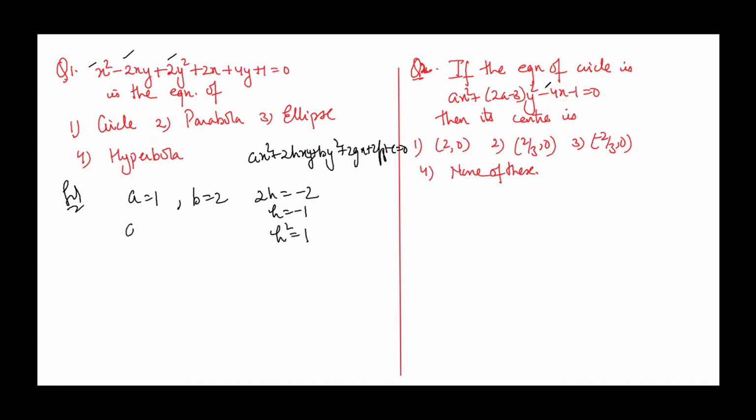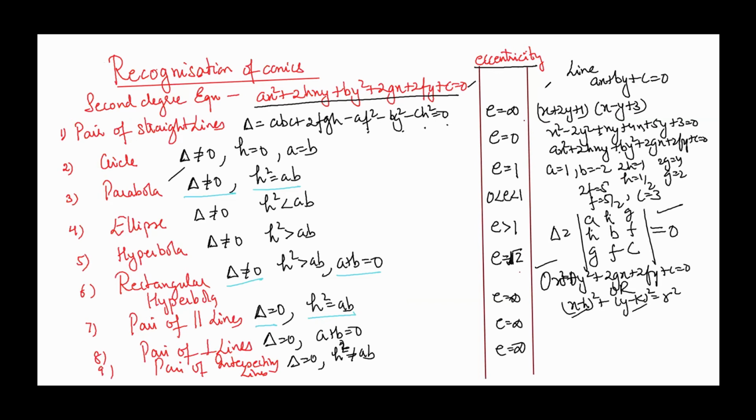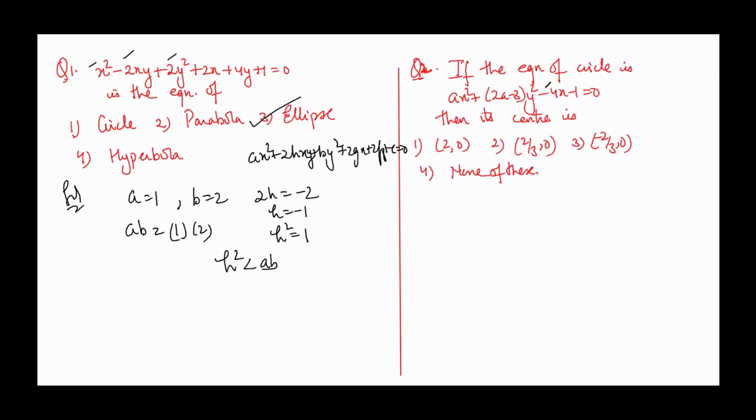And when I multiply a and b, my answer comes out to be 2. That means h square is less than ab, and this is the condition of an ellipse. So we take the third option. H square is less than ab is for an ellipse. So this is how we recognize the curve and pick the option.